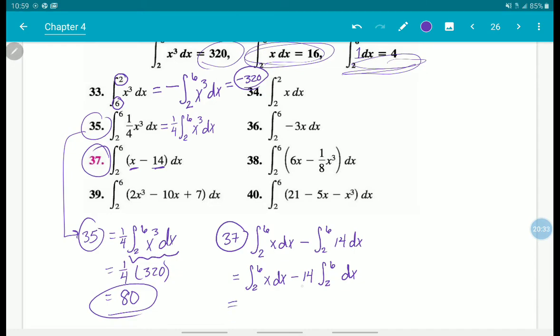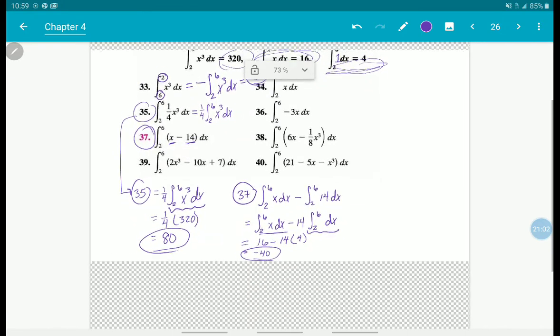Let's think about that again. I forgot the 14. So this piece is 16 minus 14 times this piece, which is 4. So 16 minus 14 times 4 gives us a negative 40. So there's our answer. Now don't forget the multiplication that happens there.